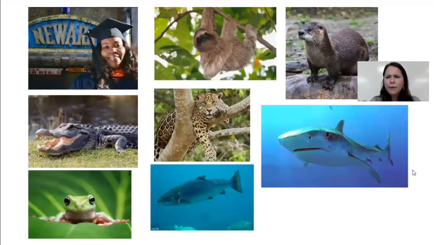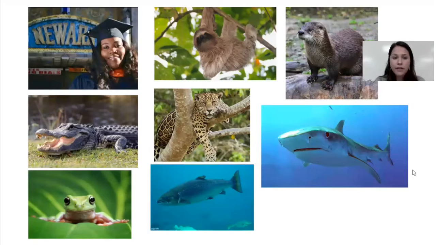Now, I want you to take a look at all of the living things on this screen. I see a human, a sloth, an otter, a shark, a jaguar, an alligator, a frog, and a fish. I want you thinking, what does each of these animals eat?